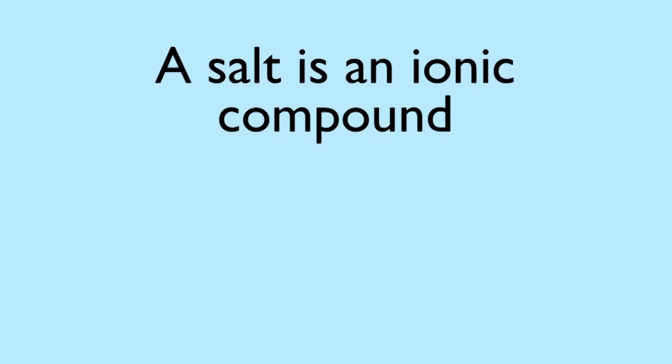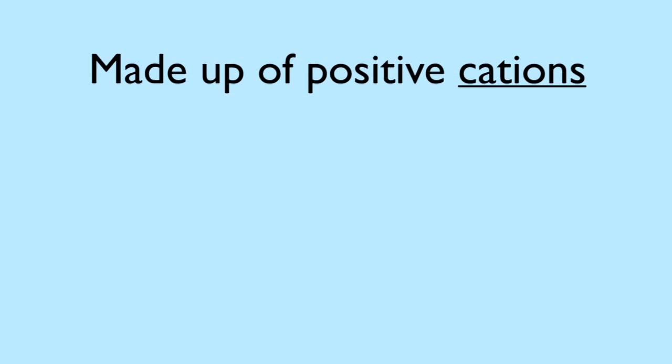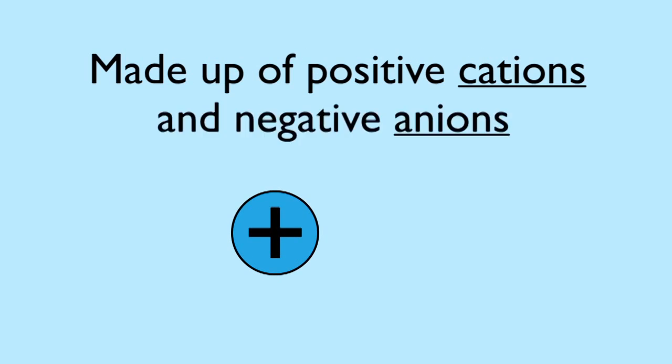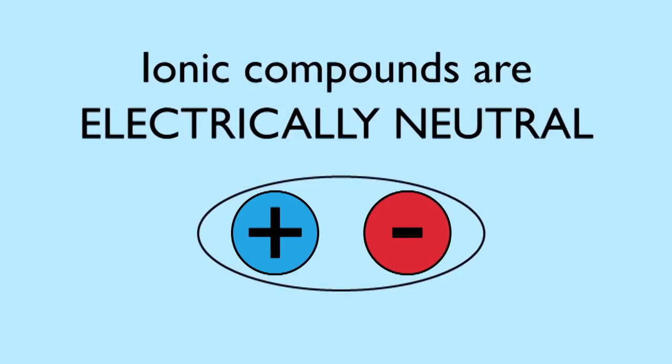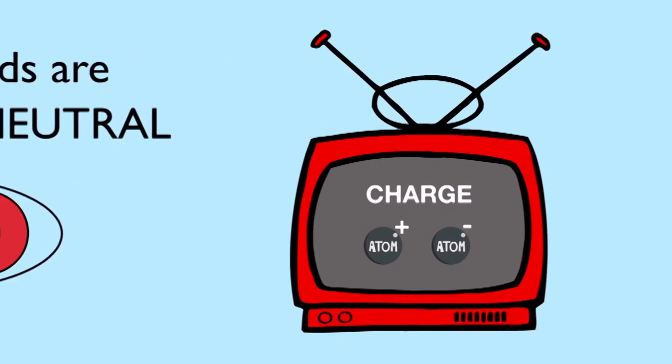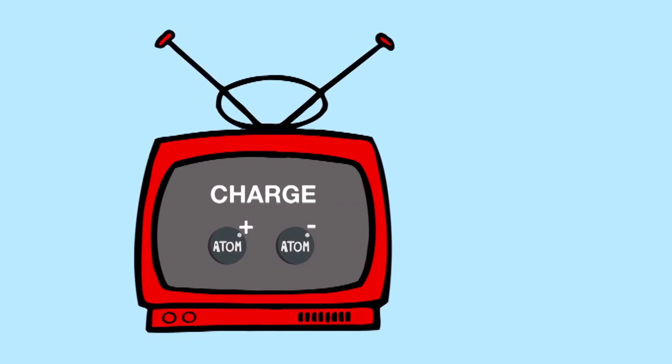Let's start with what a salt is. It's an ionic compound made up of one or more positively charged cations and negatively charged anions. An ionic compound is electrically neutral. Watch this video if you'd like a refresher on this concept.